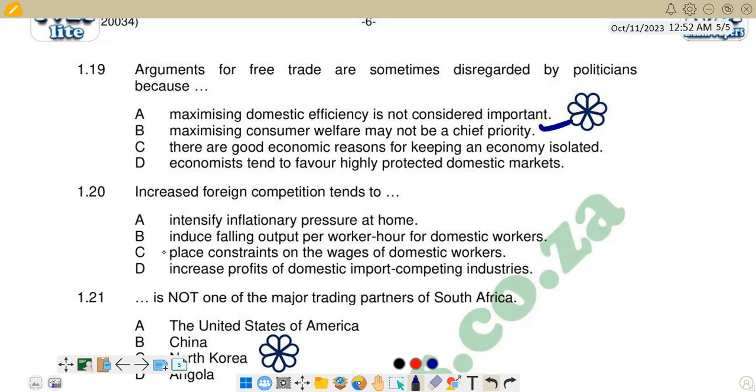So that C becomes the most appropriate there. So let's get C there. Then 1.21, which asks which is not one of the major trading partners of South Africa.